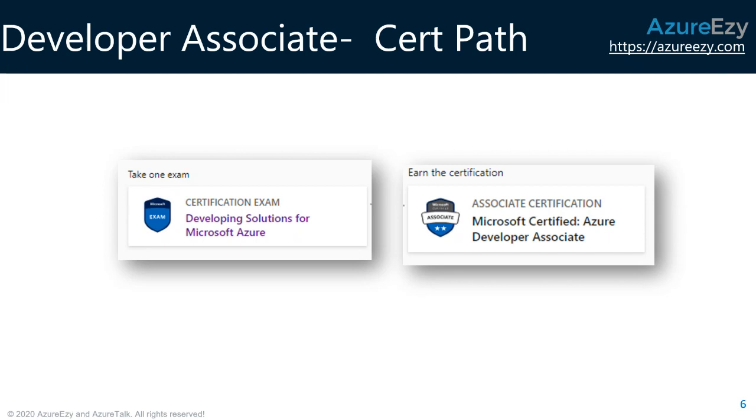So the certificate is, as you may know, that some of the certificates in Azure are based on multiple exams, but this particular certificate is based on one exam only. So as soon as you clear AZ-204, you are an Azure Developer Associate certified by Microsoft. That is the certification exam path for this particular training that we are conducting.